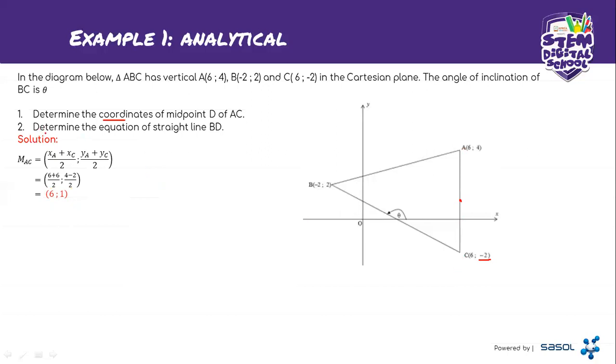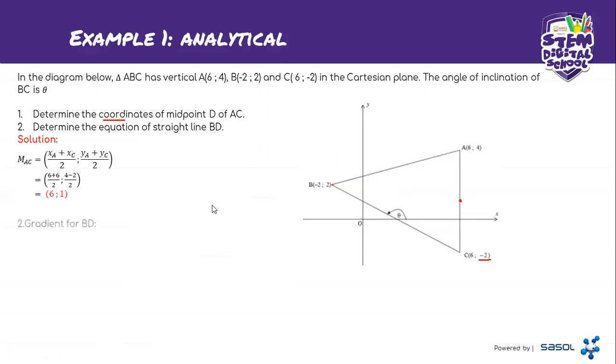Then we go to number 2, determine the equation of the straight line BD. Where is BD? Remember, we have determined that point D is in the middle of this line. So we can just try to write. Let me erase that. All right. So it's from this point here up to this point. So they are in need of what? We have to calculate the equation of that line.